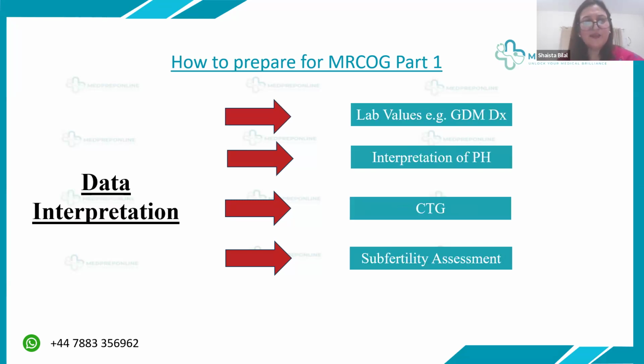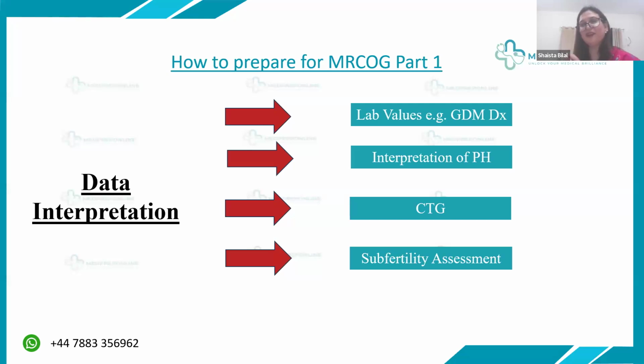Now, what is the data interpretation? What will they give you? They will give you some CBC-like values, and you will interpret that, or a patient with GDM. You should remember the NICE guideline criteria for the glucose tolerance test.